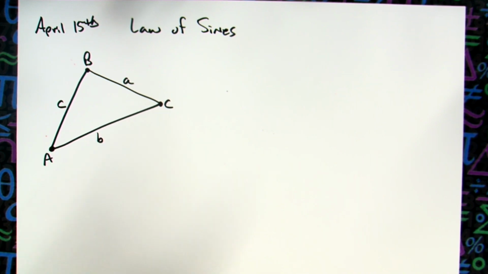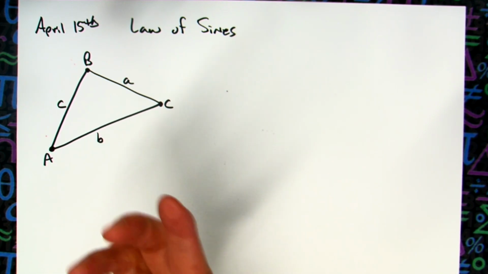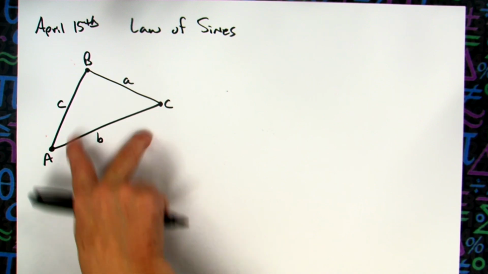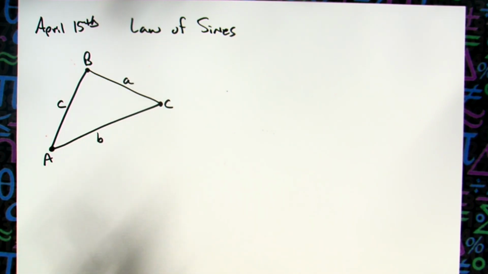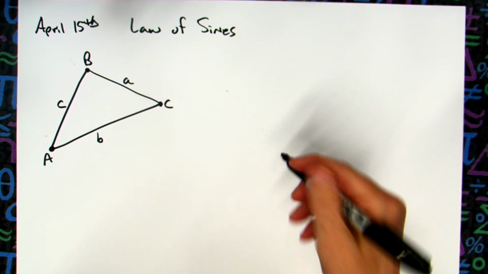And they're just going to give you probably three pieces of information. They might give you two angles and a side. They might give you two sides and an angle. All right, they're going to give you some combination. They're going to ask you to solve the triangle, find all the other missing parts. That's all they're going to do.